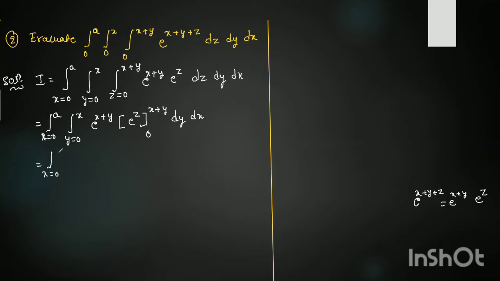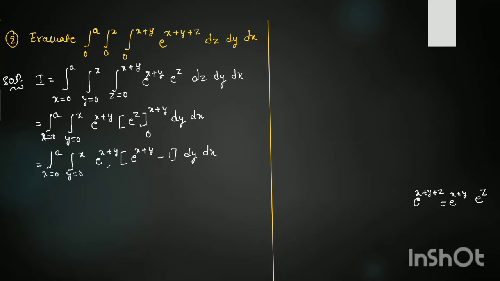Integration of x equal to 0 to a, y is equal to 0 to x, e to the power x plus y outside. In place of z, if I substitute x plus y, we'll get e to the power x plus y. And what is e to the power 0? If z is replaced by 0, what is e to the power 0? 1. See, remember in exponential, if it is any other function of x or polynomial, then we need not write the second term because it becomes directly 0. But if it is an exponential term, don't leave this lower limit, because e to the power 0 is 1.